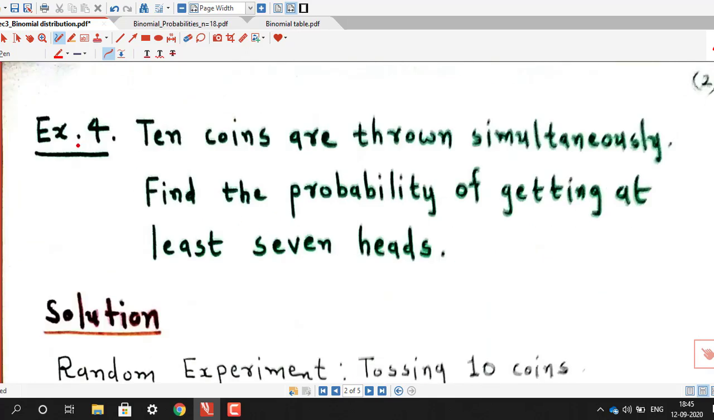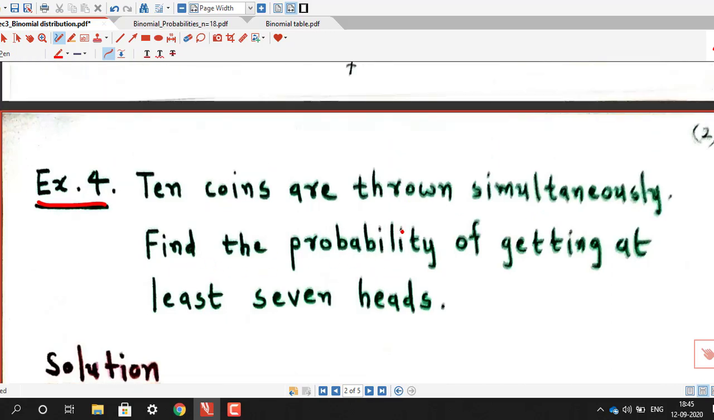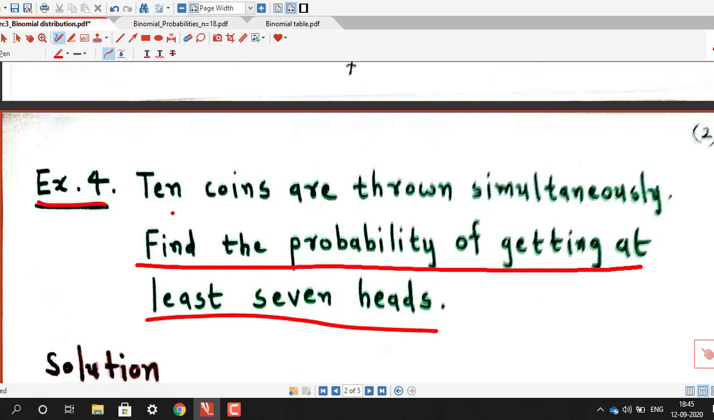Next example. 10 coins are thrown simultaneously. Find the probability of getting at least 7 heads. So here the random experiment is tossing of 10 coins, so the number of trials is n equal to 10. And we are asked to find the probability of getting at least 7 heads.